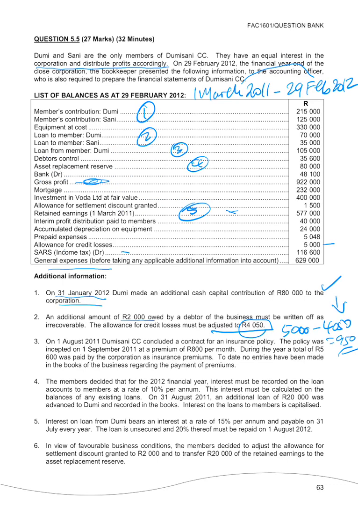Right, done there. And then on 1 August 2011, Dumisani CC concluded a contract for an insurance policy. The policy was incepted on the 1st of September 2011, with a premium of 800 per month. During the year, a total of 5,600. We don't care about the money that was paid in the profit and loss. We care about the months that were used for this insurance. So if it started on September 2011, it would be September, October, November, December, January, and February. How many months is it? 1, 2, 3, 4, 5, 6.